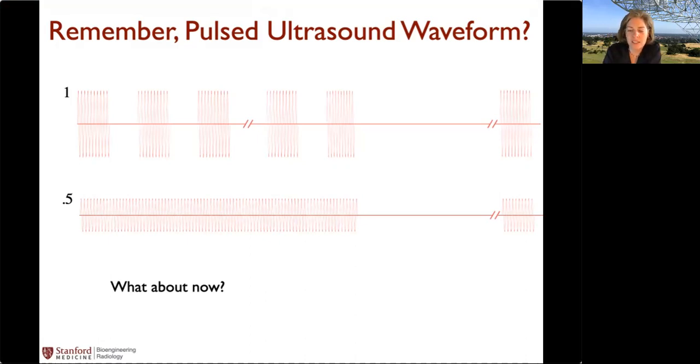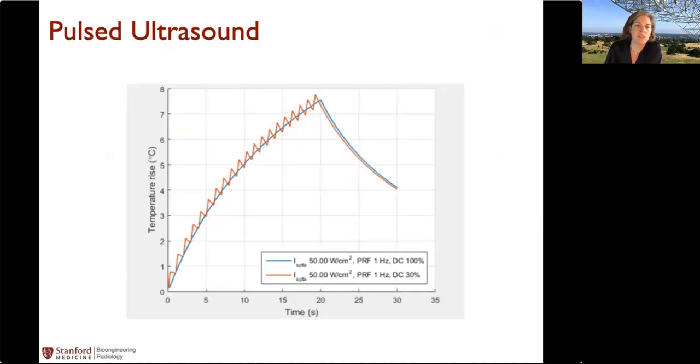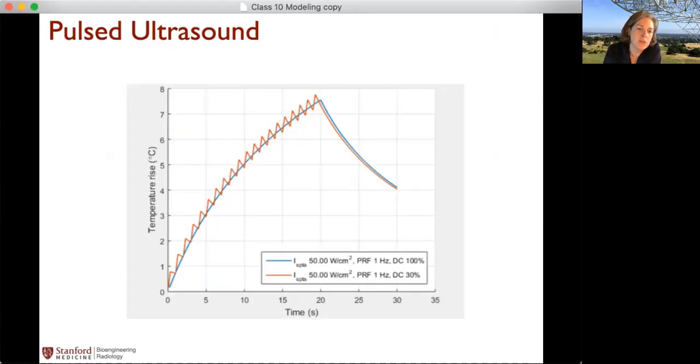So I asked Steve Leung to do a simulation for me, and this is what he came up with. This is a pulsed waveform, and of course, when you do these simulations, you have to split it up into very, very small time points. So he had lots of little time points. He had the CW in blue and the pulsed in the orange color.